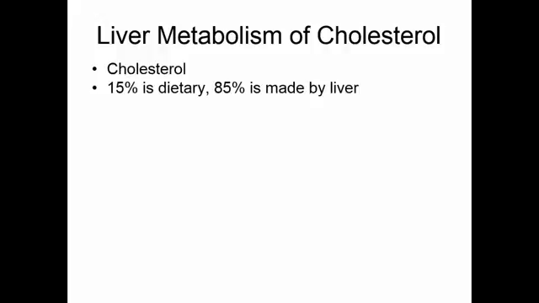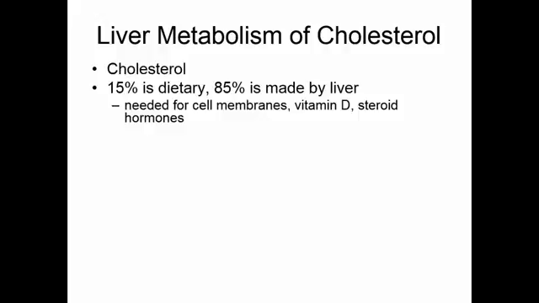The liver also plays an important role in the metabolism of cholesterol. Cholesterol is a lipid. 15% of the cholesterol circulating in your blood is from your diet. The other 85% is made by your liver. We need cholesterol to make cell membranes, to make vitamin D, and to make the steroid hormones. The steroid hormone cortisol is necessary to maintain life.